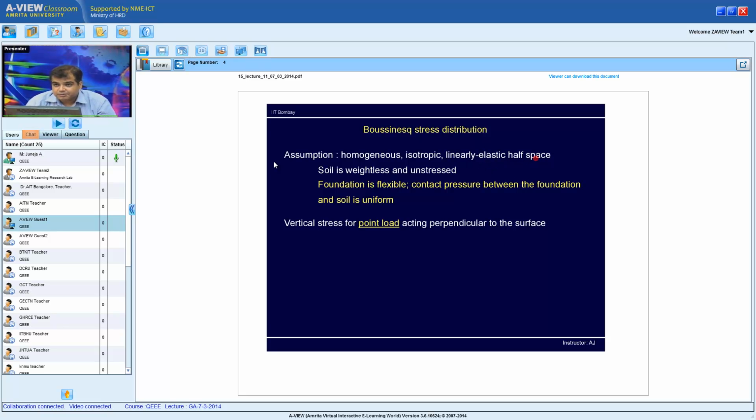Why do we say half space? Because the ground we assume to be half space. Above the ground is air. So that's half space for us. Soil is weightless. So we do not take into account the weight of the soil, and unstressed. So initially there is no stress on the ground.